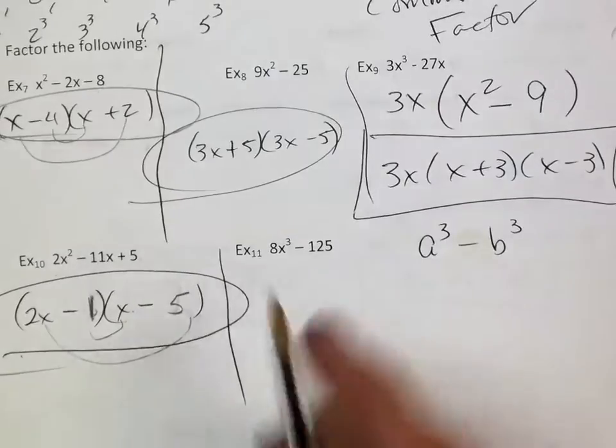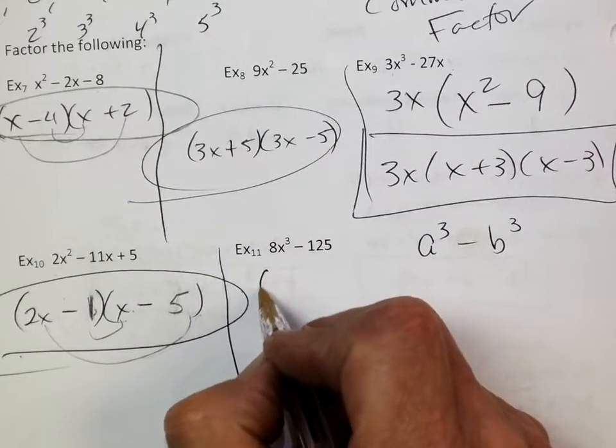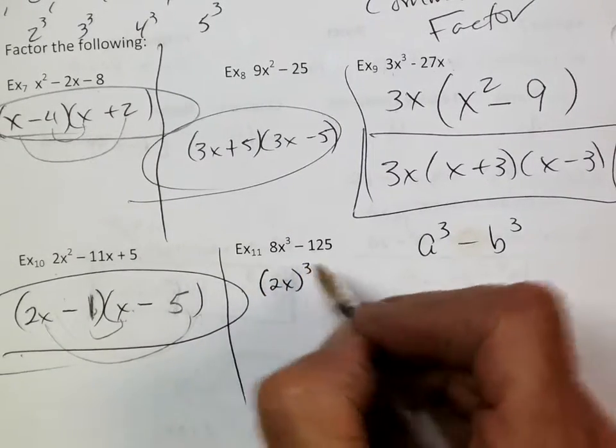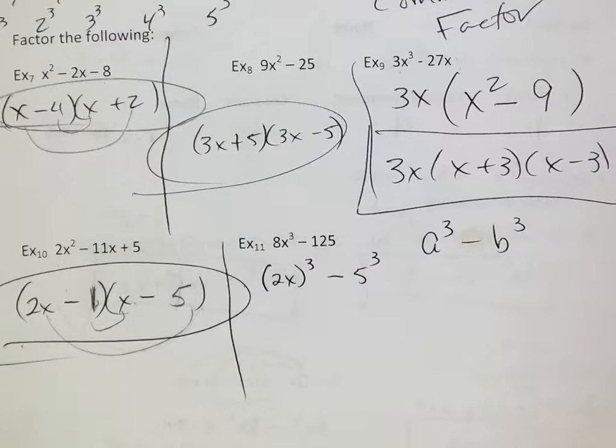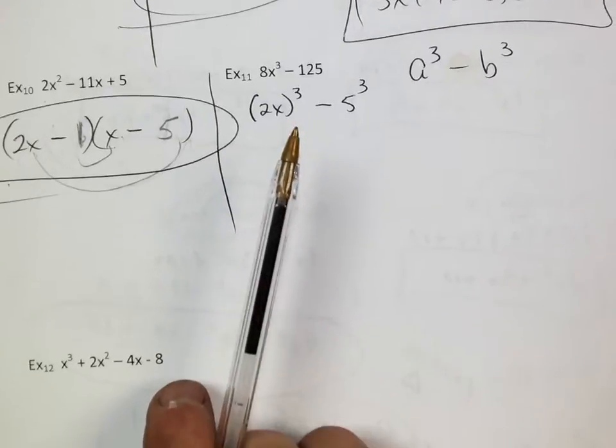So I'm going to rewrite this as a 2x cubed minus a 5 cubed, okay? Same problem, it's just written as cubes. So instead of 8, let's write 2 cubed. Instead of 125, 5 cubed.